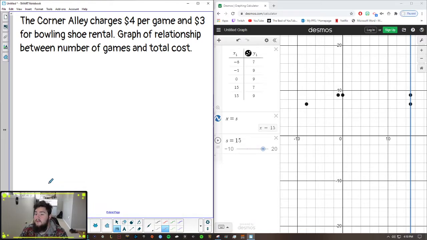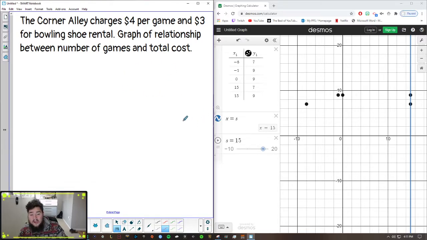Here we have a story problem, another way we could see a relation. So we know that the corner alley charges $4 per game and $3 for bowling shoe rentals. We need to graph the relationship between the number of games and total cost. We need to determine, is this story problem a relation or is it a function? Okay?